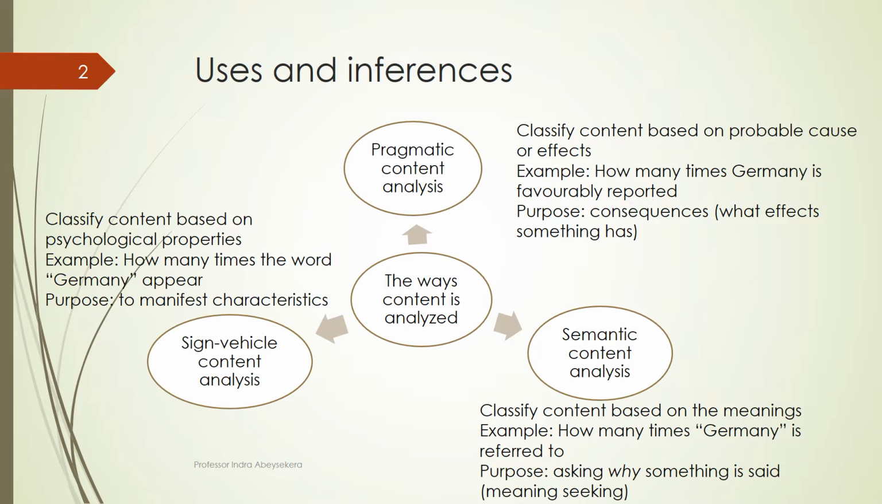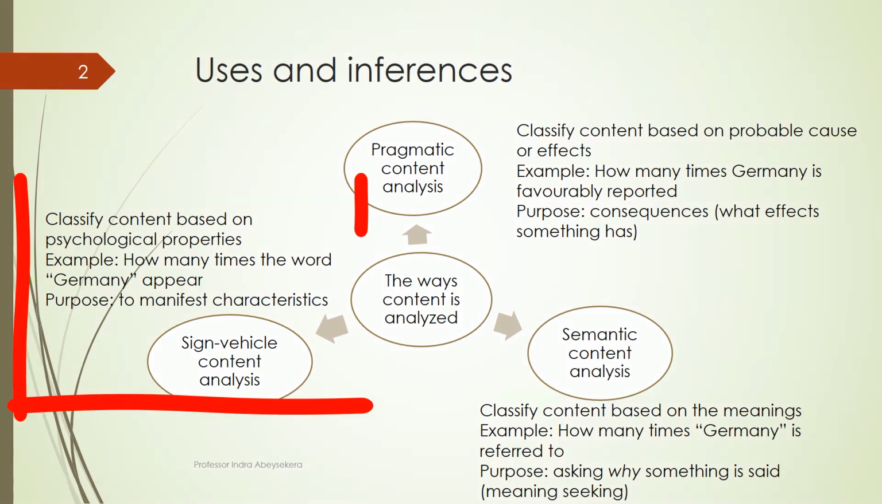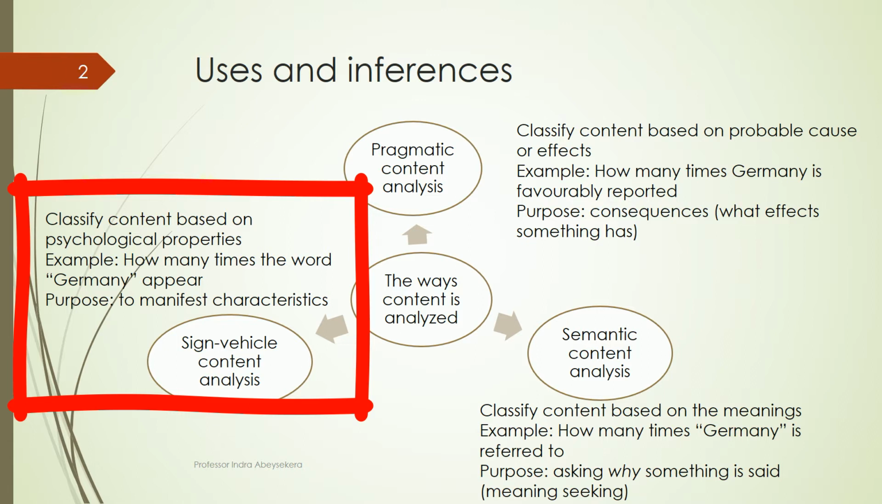Third is sign vehicle content analysis. Here, the purpose is to manifest characteristics. In this instance, it's about Germany. So it classifies content based on certain properties, such as psychological properties, social properties, or physiological properties. Example: how many times the word Germany appears.